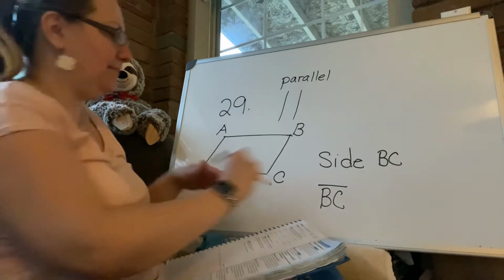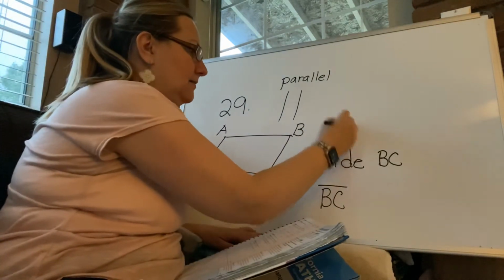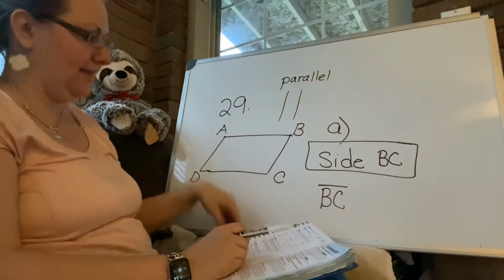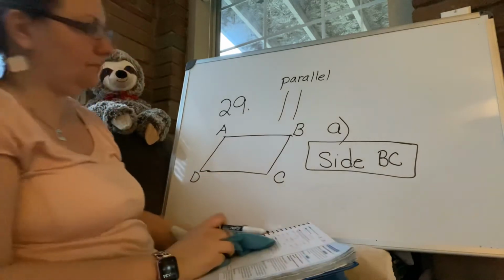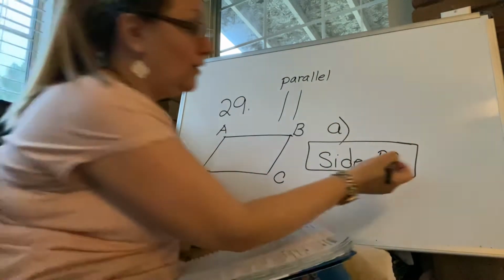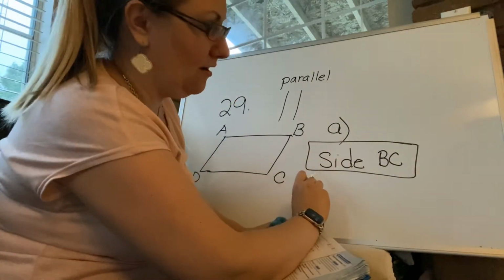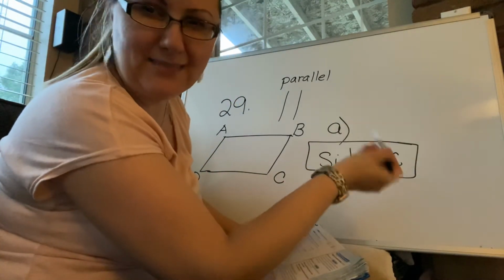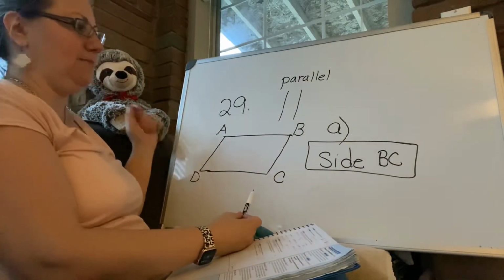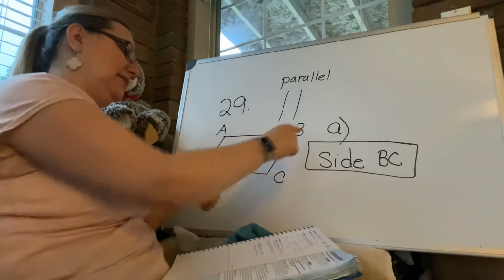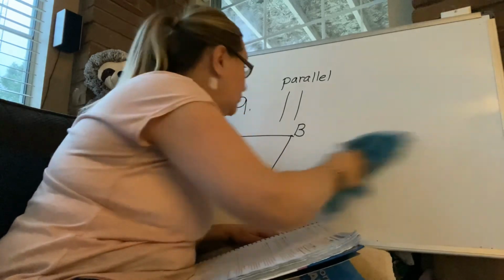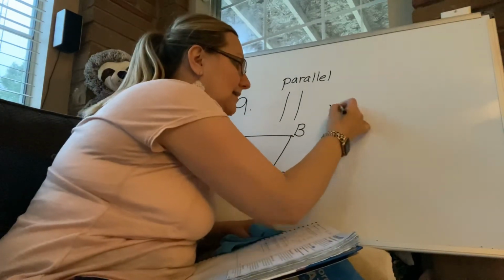Now, there's a part B. So part A was this. This is what you should go ahead and have highlighted and have a box around it. Of course, by the way, this could also have been called side CB, because it doesn't matter which letter you put first. Side AD is parallel to side CB or side BC. Okay, that's the point of that. Now there is a part B to number 29. So let us do that.